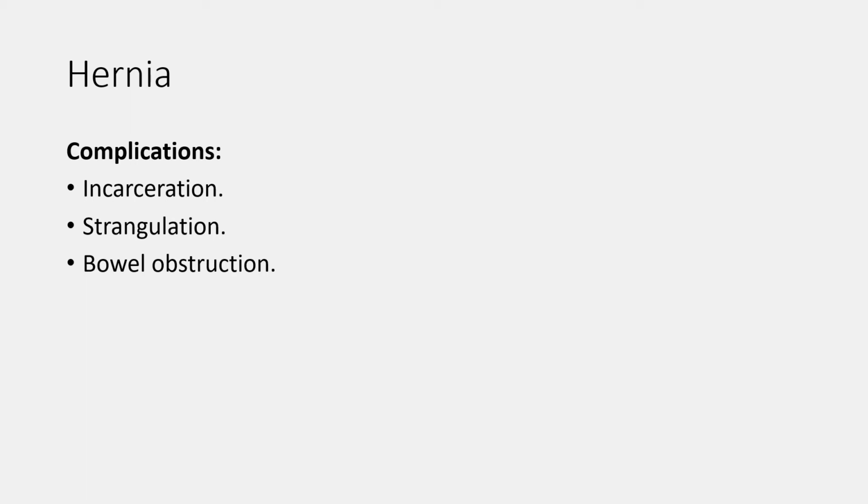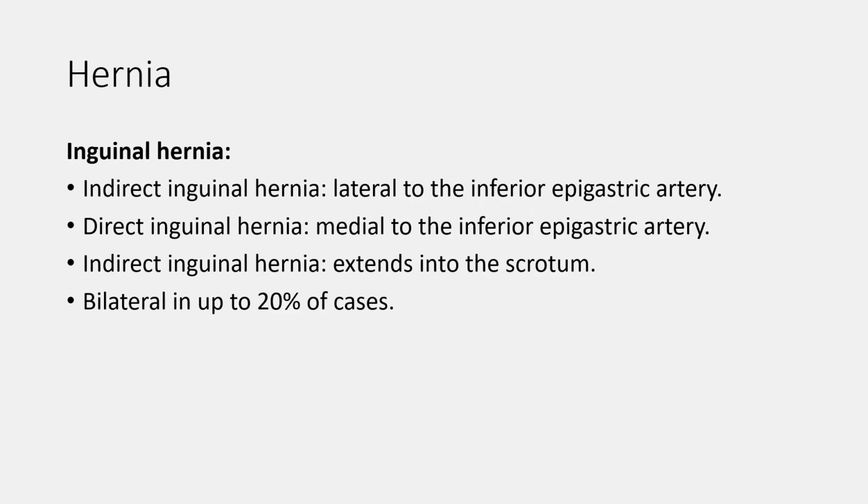The types of hernia are epigastric, umbilical, inguinal, and femoral. Inguinal hernia can be direct or indirect. Indirect inguinal hernia is a hernia that is lateral to the inferior epigastric artery. Direct inguinal hernia is a hernia that is medial to the inferior epigastric artery.